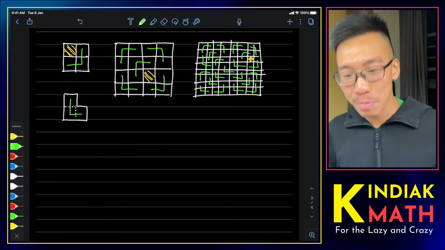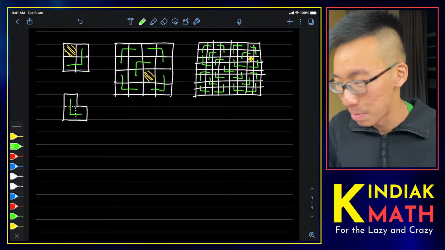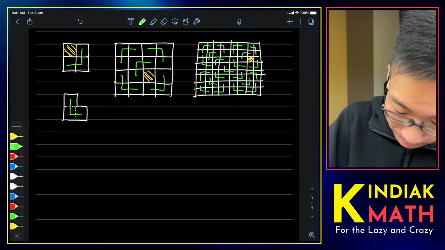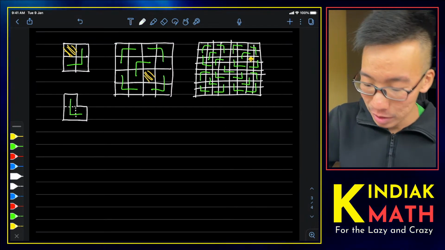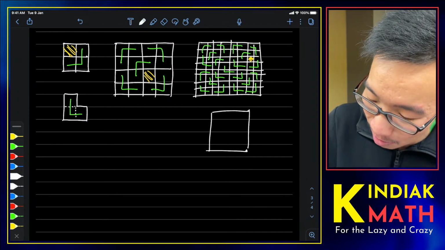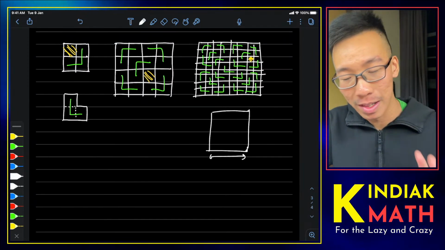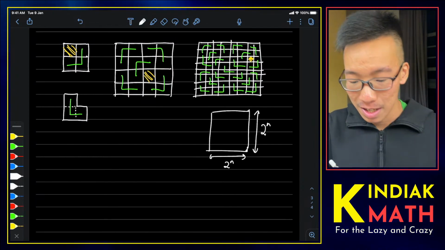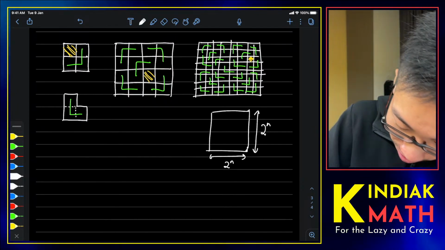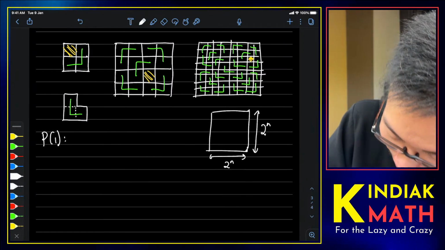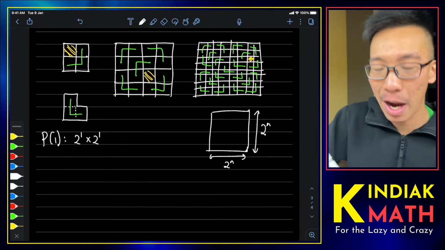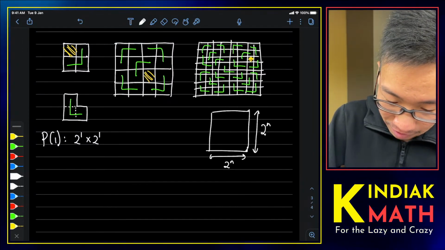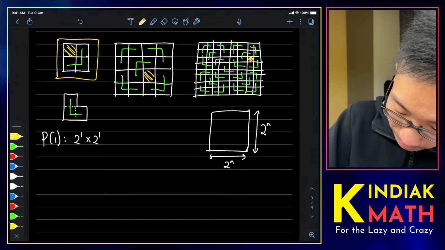So you might be wondering if this is always possible, okay? And essentially, we're gonna use induction to prove that this is always possible. Now, what's the setup? It's always possible to do this when this length over here is 2 to the n, and this length here is 2 to the n. So we're going to prove this by induction. For P of 1, we need to check that it works for the 2 by 2 situation, which is already given to us over here.